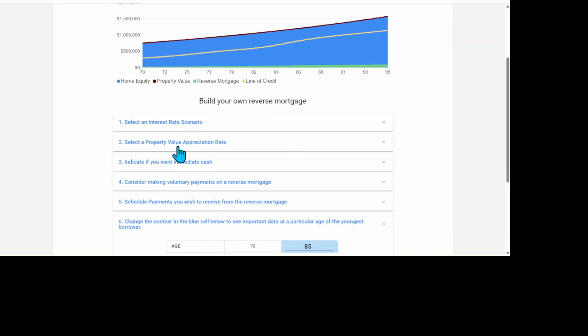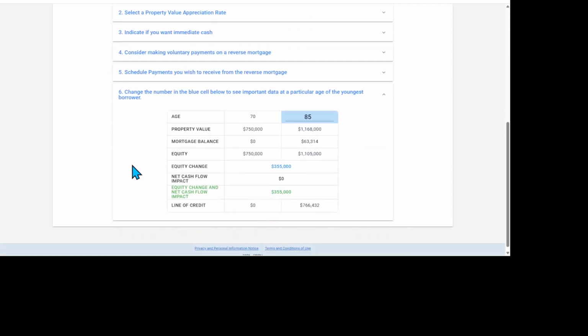Here are the different areas where we can do the what-if analysis. And here at the bottom is more of a summary chart, meaning if you're 70 years old now, 15 years from now, your property would be worth $1,168,000 if it goes up at 3% a year. Your loan balance right now is zero. It would climb all the way to $63,000.